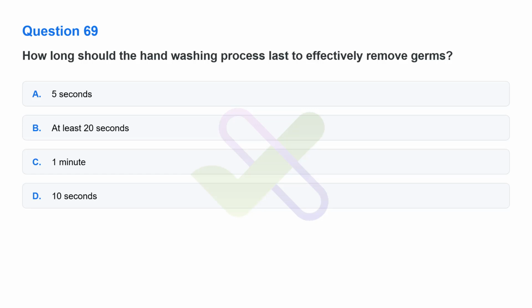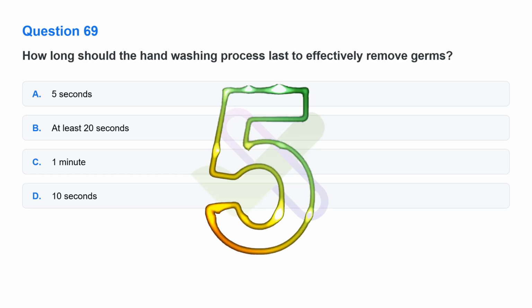How long should the hand washing process last to effectively remove germs? A. 5 seconds. B. At least 20 seconds. C. 1 minute. D. 10 seconds.